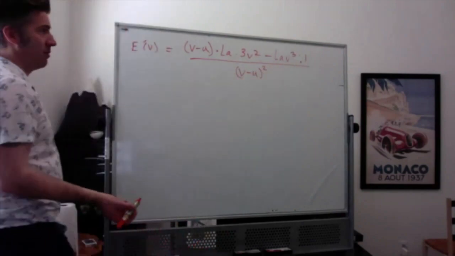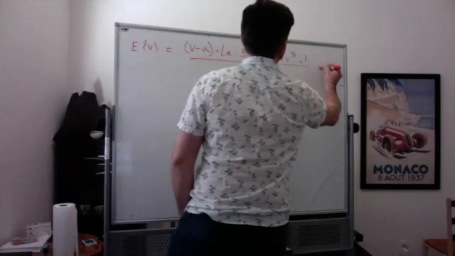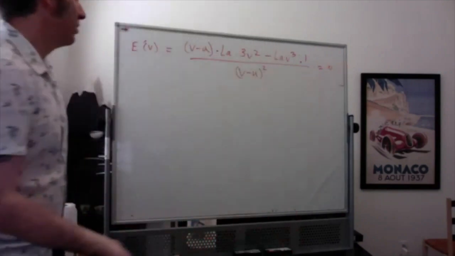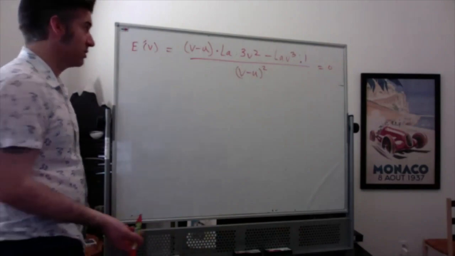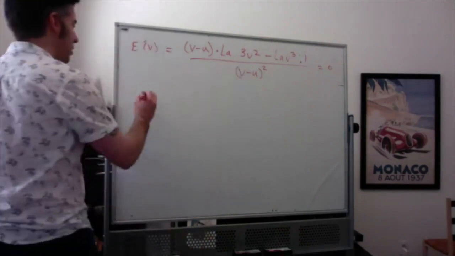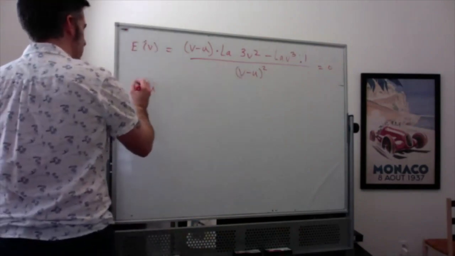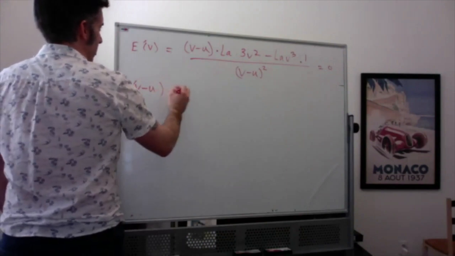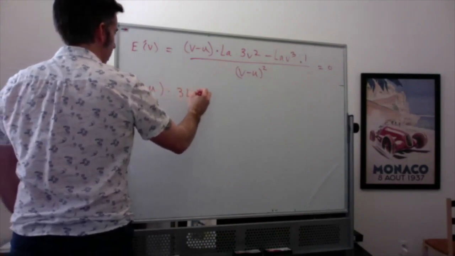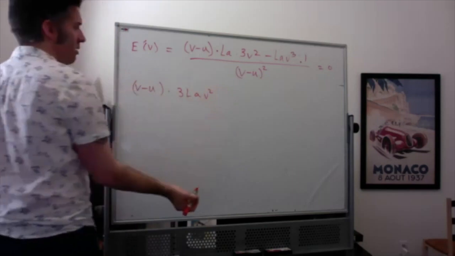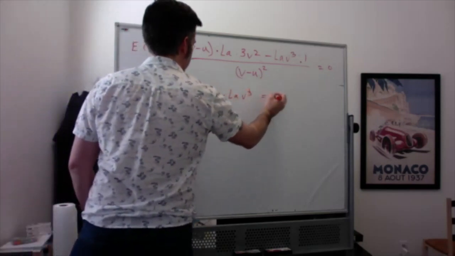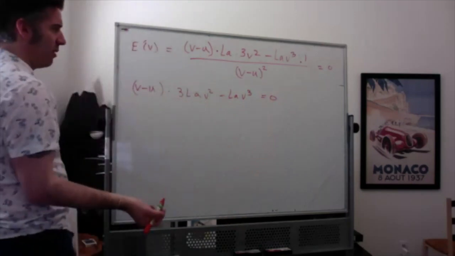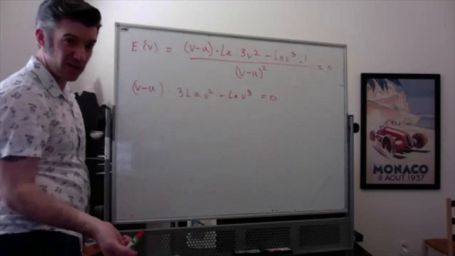So we have to work with the top. And again, we're trying to set this equal to 0. When I'm setting a fraction equal to 0, I'm really just thinking about where the numerator is equal to 0. So let's simplify the numerator. I've got v minus u times 3LAV squared minus LAV cubed. I want to solve for v, right?